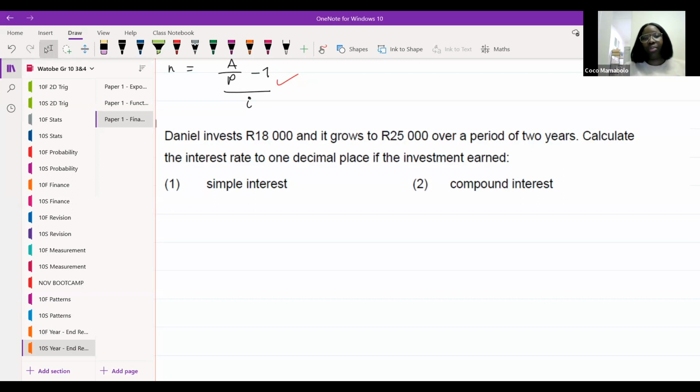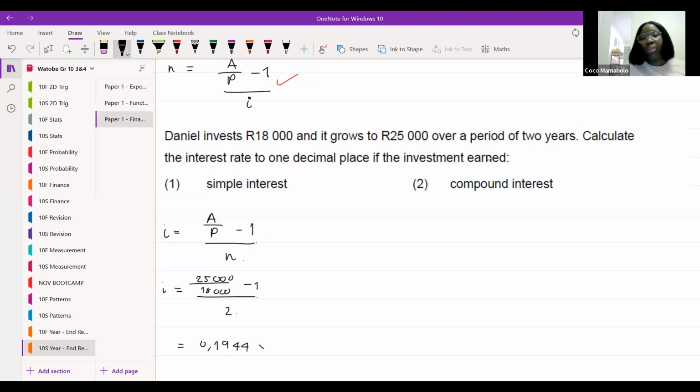All right, so we know that we're calculating for the interest rate. So we need to configure the equation so that interest rate is over here. So we'll have I is equal to A over P minus 1 all over N, right? But this is only for simple interest because the compound interest one is going to look a little bit different, right? So we're going to get the interest rate is equal to 25,000 over 18,000 minus 1 over the number of years, which is 2. And you should get 0.19 actually.